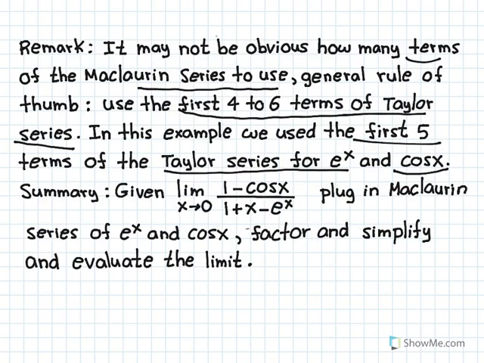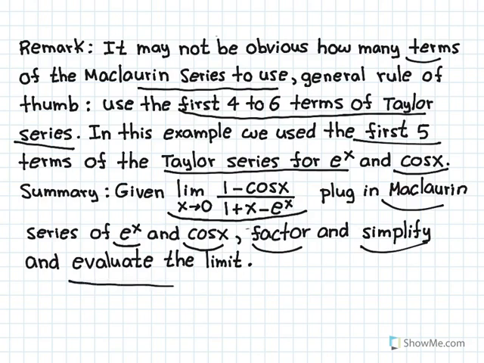And so basically, to summarize, we were given this limit. X approaches 0, 1 minus cosine x, divided by 1 plus x minus e to the power of x. And when we plugged in x equals 0 to determine the pattern, we found out that we had the 0 over 0 pattern, which is an indeterminate form. So we can certainly use L'Hopital's rule to evaluate the limit, but we wanted to get some practice using Maclaurin and Taylor series. So we basically plugged in the Maclaurin series of e to the power of x and Maclaurin series of cosine x. We did some algebra, we factored and simplified, and we evaluated the limit.